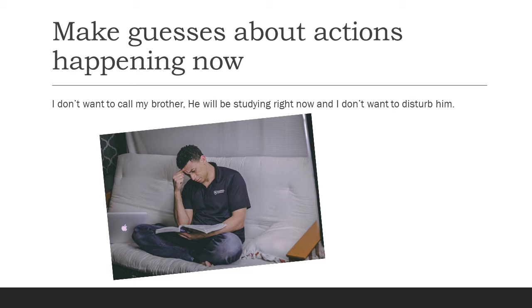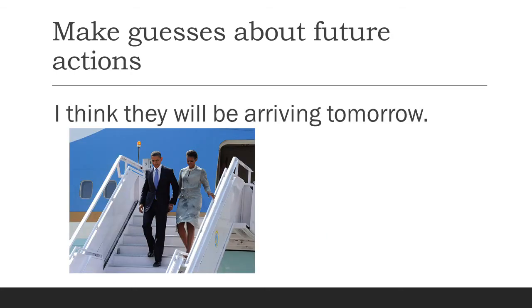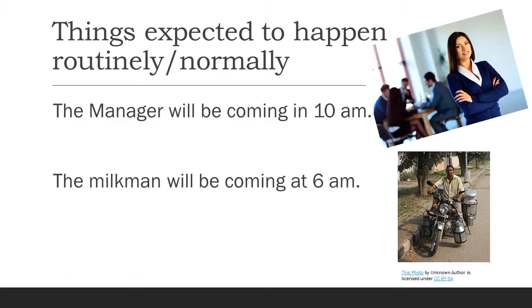Okay, so for example, I don't want to call my brother. He will be studying right now and I don't want to disturb him. Does that make sense? Okay, so it is also used to make guesses about future actions. For example, I think they will be arriving tomorrow. Okay, that's another sentence, right? So let's look at the next one.